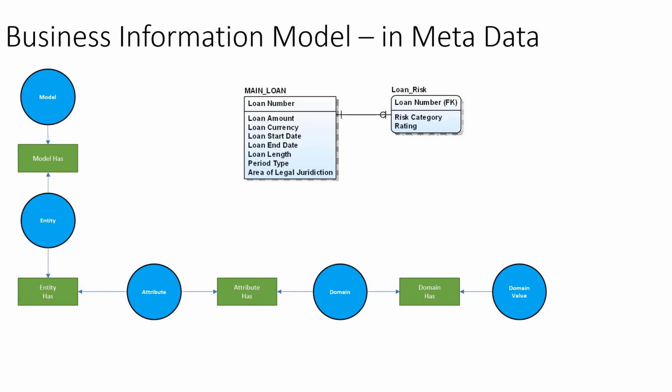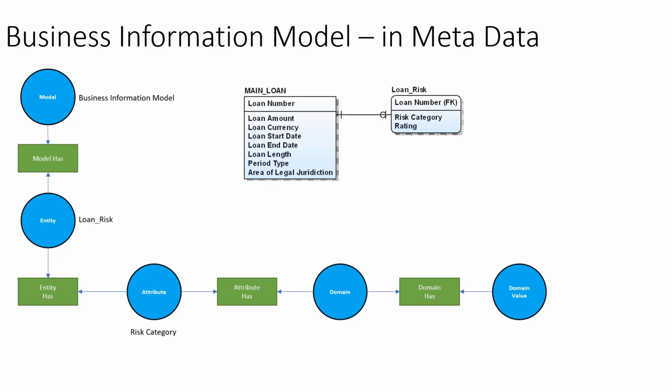First, we set what model. In this case, it's the business information model of the company. We capture one of the entities, loan risk, and that is related to the business information model. And one of the attributes, the risk category, that is then of course related to the entity where it exists, in the loan risk entity.